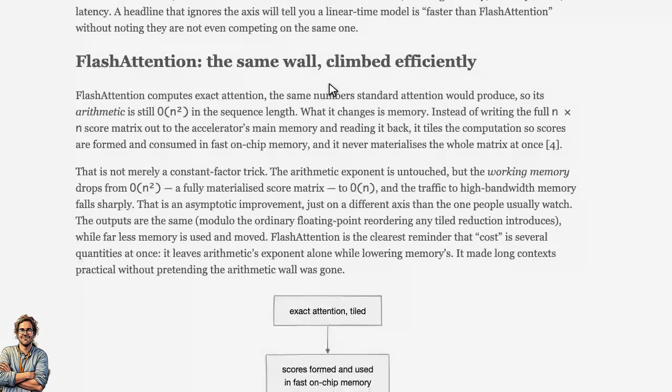FlashAttention computes exact attention, the same numbers, so its arithmetic is still quadratic. What it changes is memory. It tiles the work so scores are formed and consumed in fast on-chip memory, and the full matrix is never written out. Working memory drops from quadratic to linear, and traffic to main memory falls sharply. It is an asymptotic win, just on a different axis than the one people usually watch.